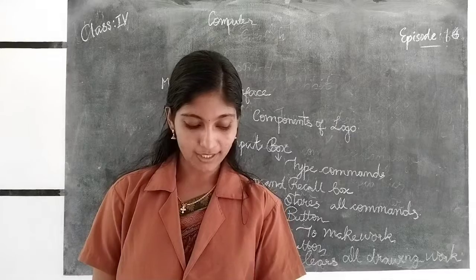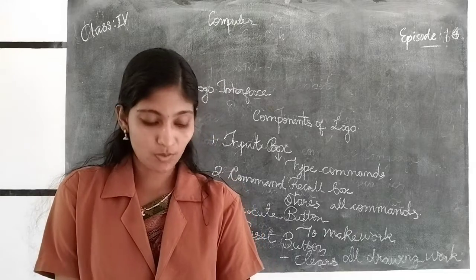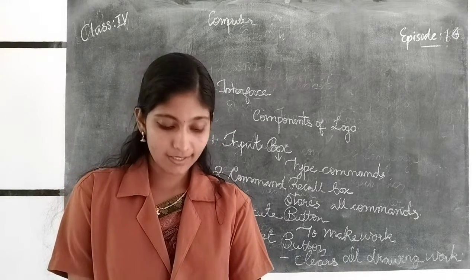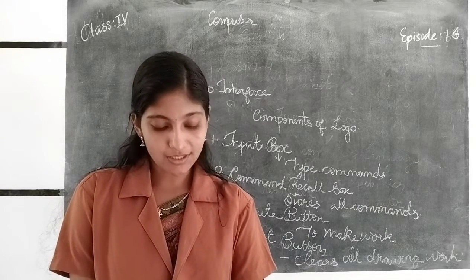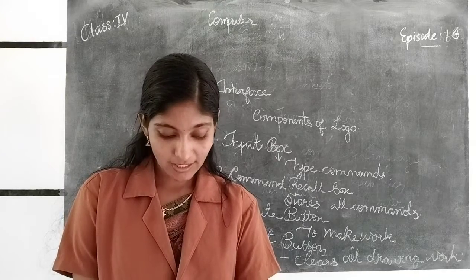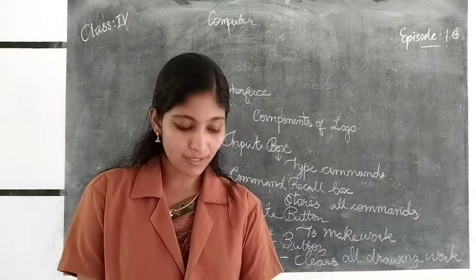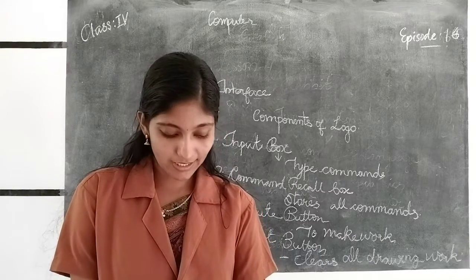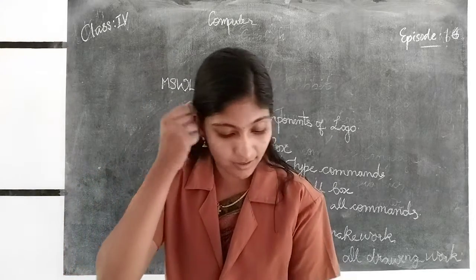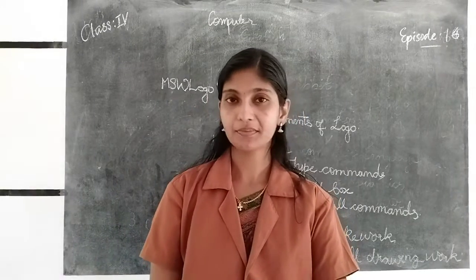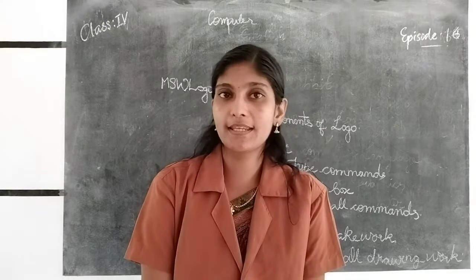So, four components. Once again, the input box: you type your commands in the input box. The second one is the command record list box. It stores all the commands which you have given in the input box. The third one is the execute button. After typing the logo command in the input box, click on the execute button to make it work. And the fourth one is the reset button. It clears the drawing area of the screen and brings the turtle to the center of the screen, so that you can draw the graphics. The next one is, let's see what commands are present in the command box.